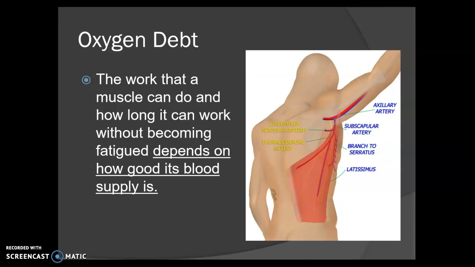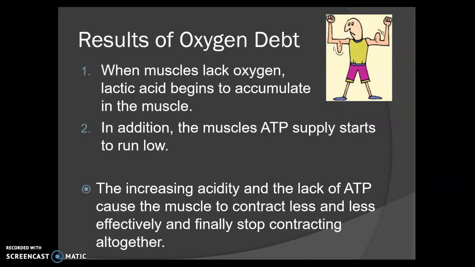So the work that a muscle can do and how long it can work really depends on how much oxygen you have in your system. So when muscles lack oxygen, this is why we breathe heavy and we take deep breaths, because our body's trying to recover from that oxygen loss.